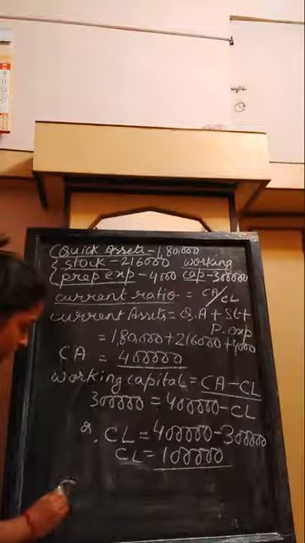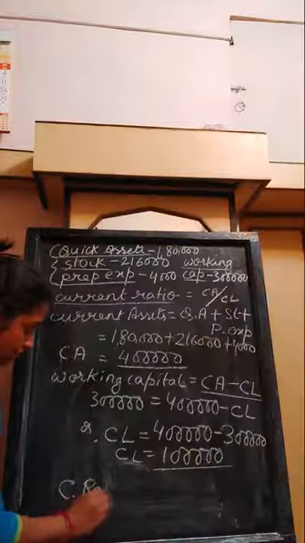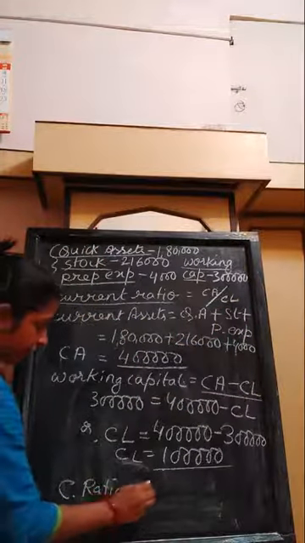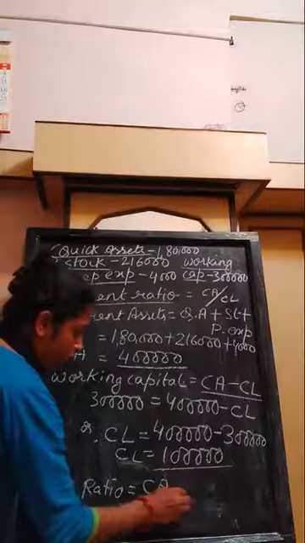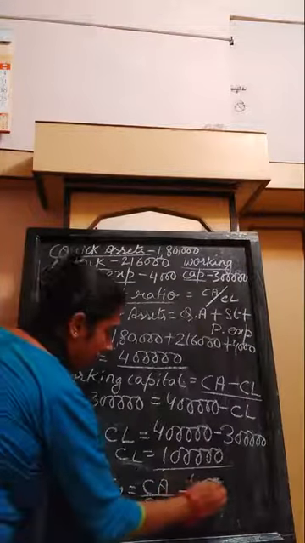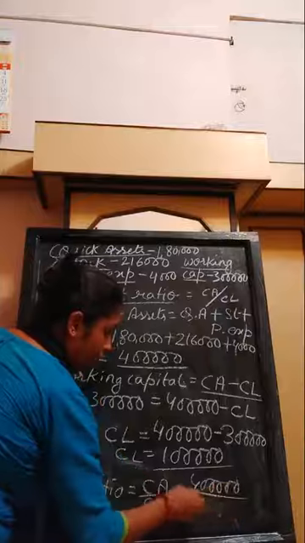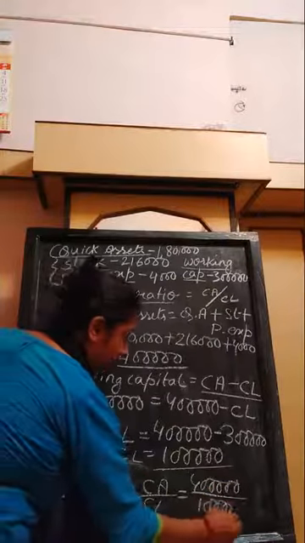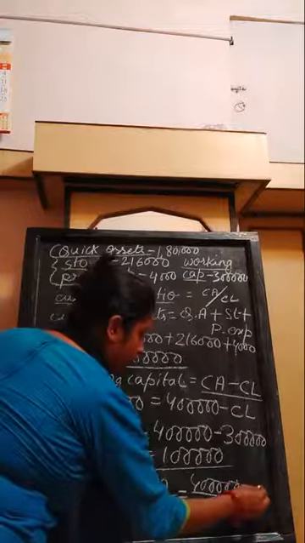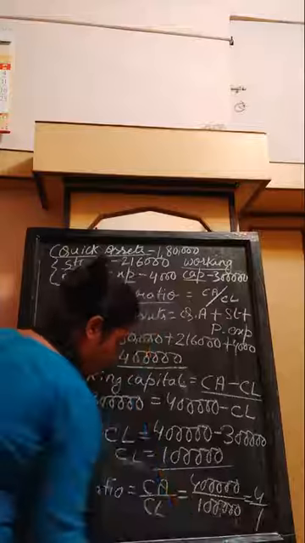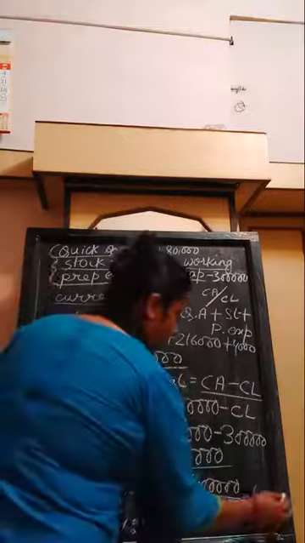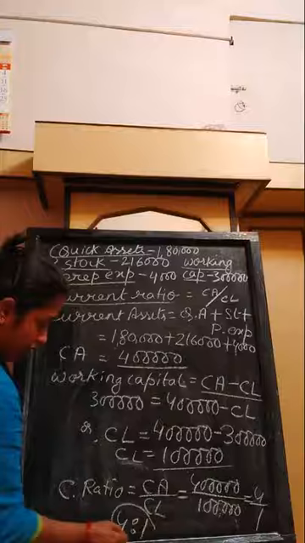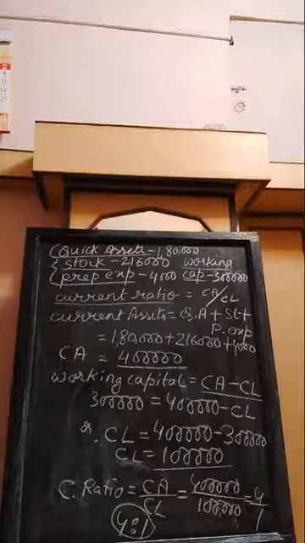Current ratio means CA by CL, which means 4 lakh by 1 lakh, which gives 4 by 1, that is 4:1. 4:1 is the current ratio that we are getting by solving this sum.